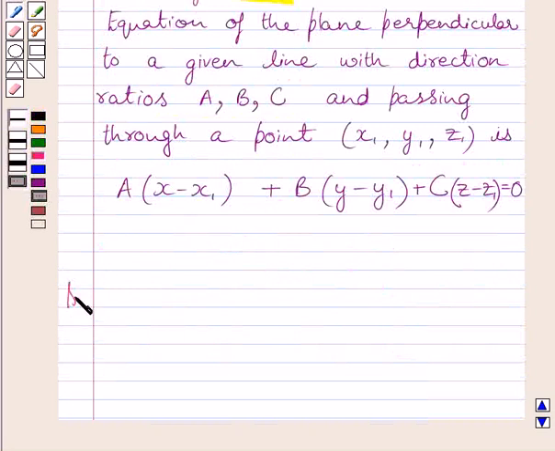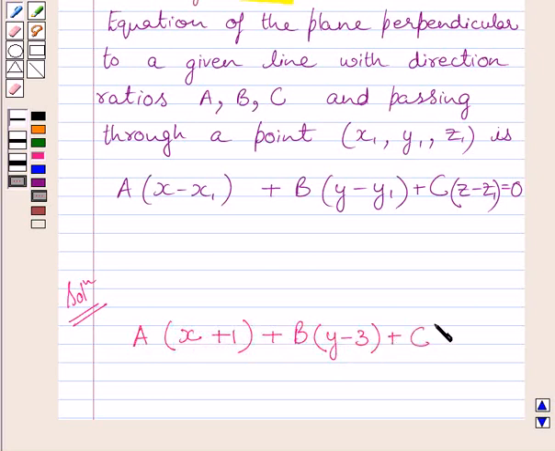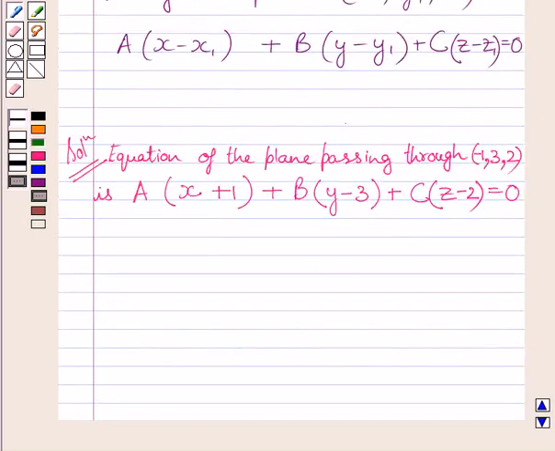Let us now start with the solution. Equation of plane passing through the point minus 1, 3, 2 is given by A multiplied by x plus 1 plus B multiplied by y minus 3 plus C multiplied by z minus 2 is equal to 0. Clearly we can see to write this equation we have used the key idea. Let us name this equation as equation 1.